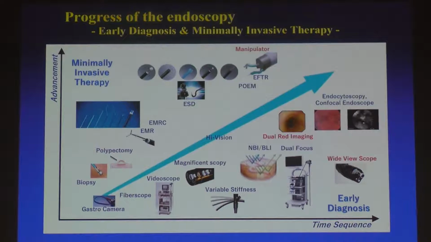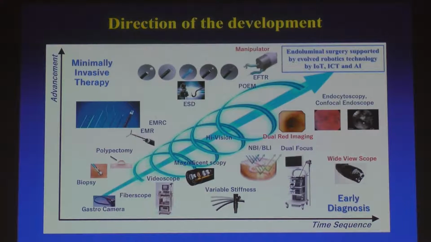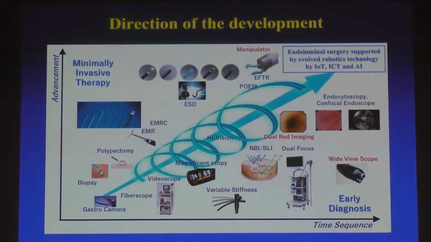So, this figure shows the progress of endoscopy from the gastric camera, fiberscope, video, magnifying endoscopy, high vision, and the treatments: polypectomy, EMR, EMRC, ESD, and full thickness dissection. As you can see easily, both diagnosis and therapy in endoscopy have been developed in parallel like this. This is a fusion of diagnosis and therapy.